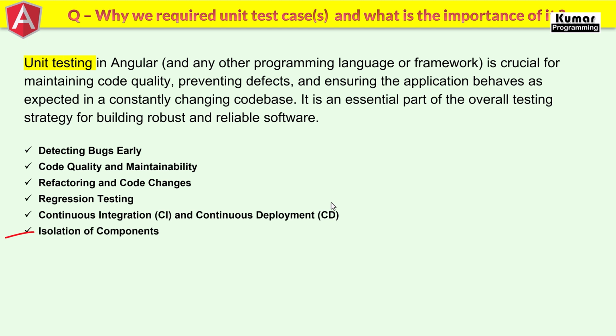Next is isolation of components. Whenever we are writing test cases, we can easily isolate the components because test cases are written individually for each and every component. The next thing is that whenever you make changes, you can deploy your code confidently to your production environment because all the testing-related stuff is going to be covered in your test cases. Last but not least, if you have implemented unit test cases, you can make a better software design. Okay, now let's go to the second question.